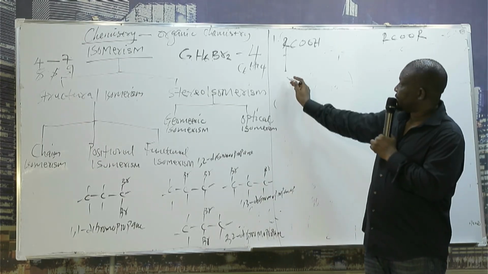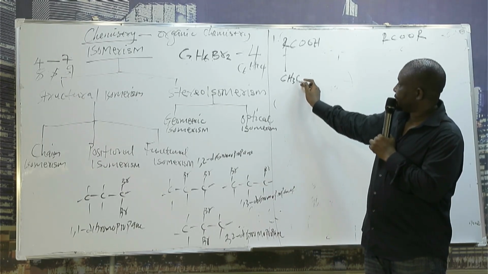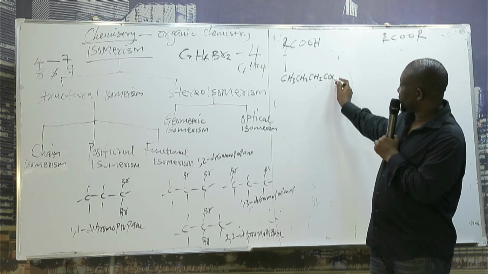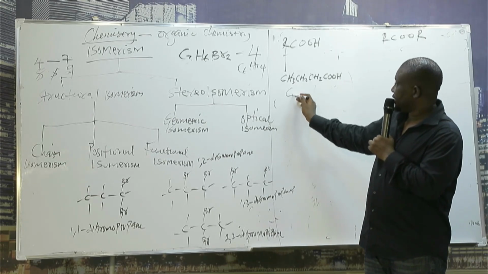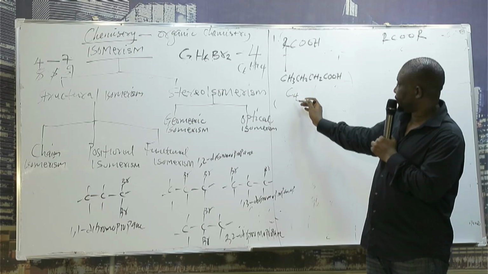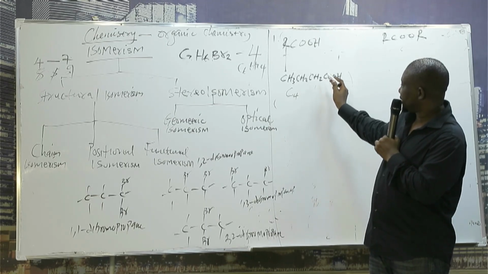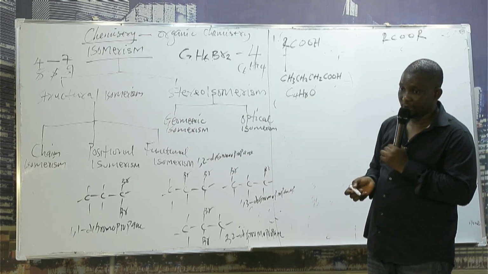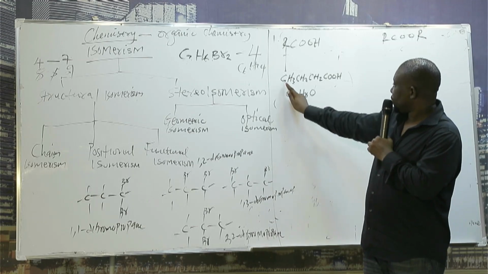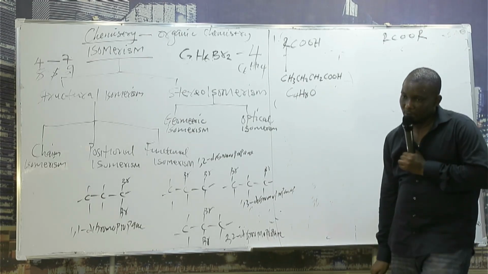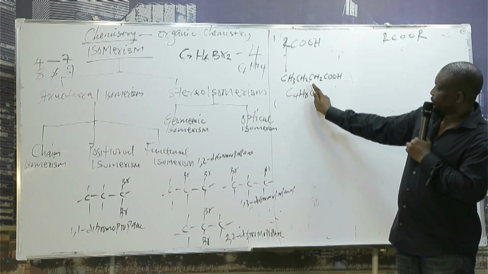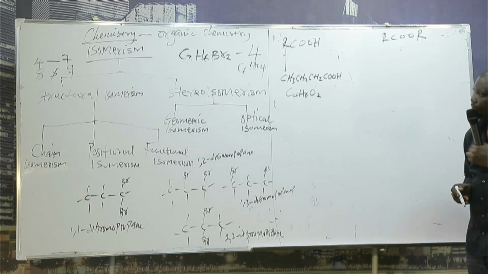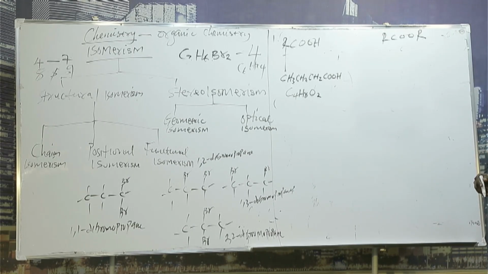So it will be CH3, CH2, CH2, COOH, or C1, 2, 3, 4, C4, H 3 plus 2, 5, 6, 7, 8, H8O2. See what? C, count now: 1, 2, 3, 4. H, how many? 3, 4, 5, 6, 7, 8. O, how many? 2. 1, 2. Do you see? Do you see?